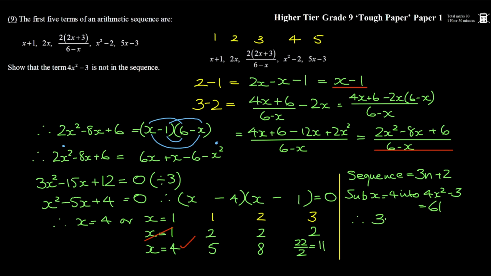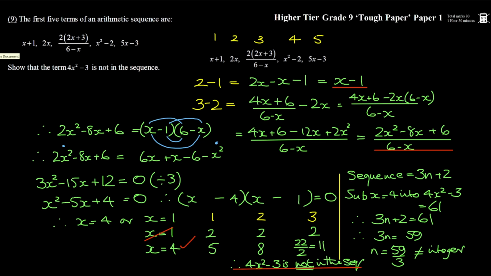So there should be a value of n that satisfies this, and the answer will be an integer. Moving that 2 across, I get 3n is equal to 59. And I think you can see that n is equal to 59 over 3, which doesn't equal an integer. So therefore I can say that 4x squared minus 3 is not in the sequence. And there's the proof.